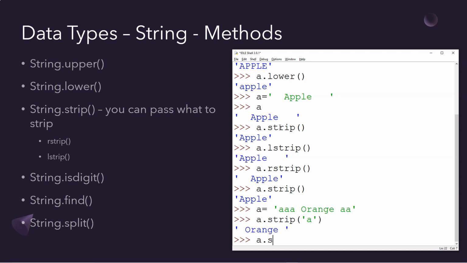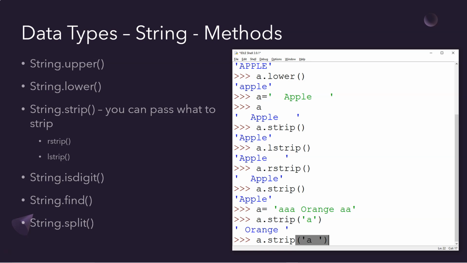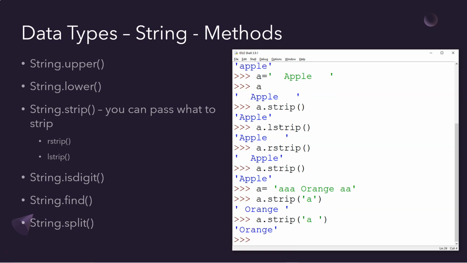And I can even pass multiple parameters, multiple characters, to strip. If I say a and space, what will it give? It will remove all the a's and the spaces at the start and end. So that is what strip does.